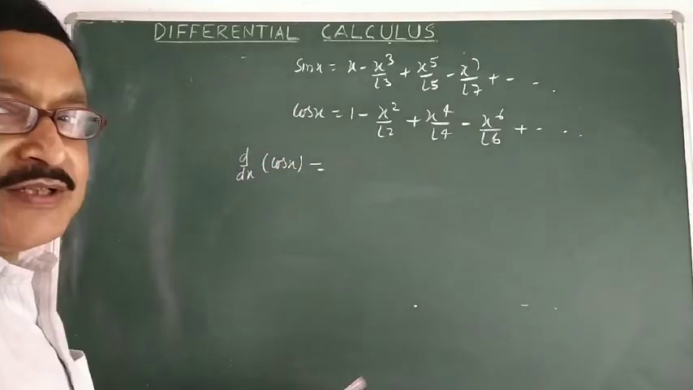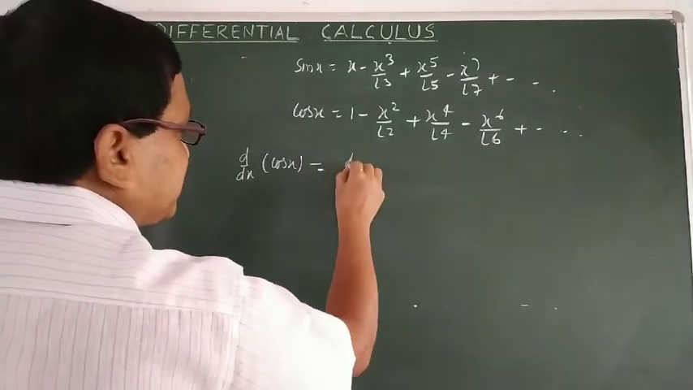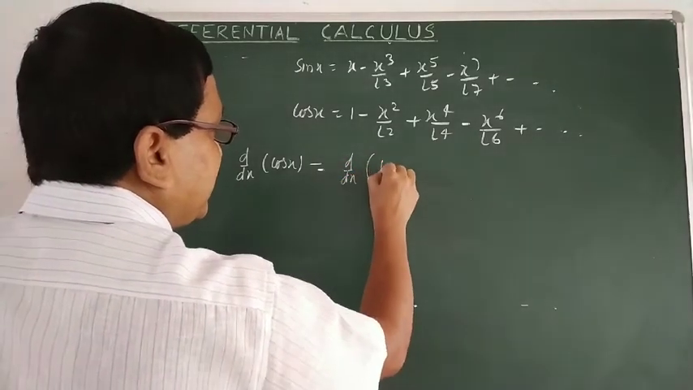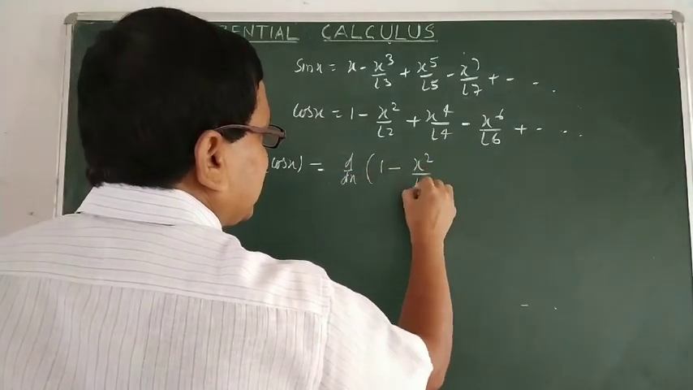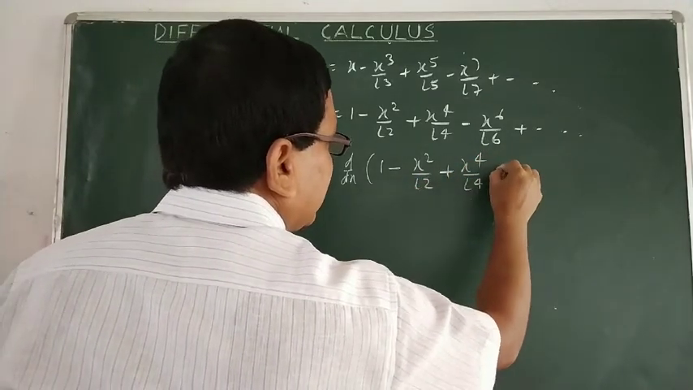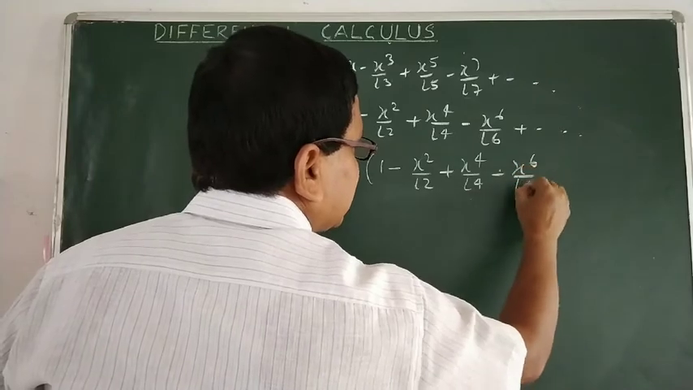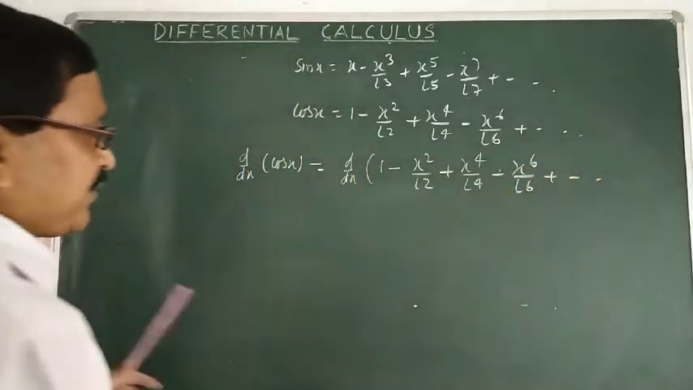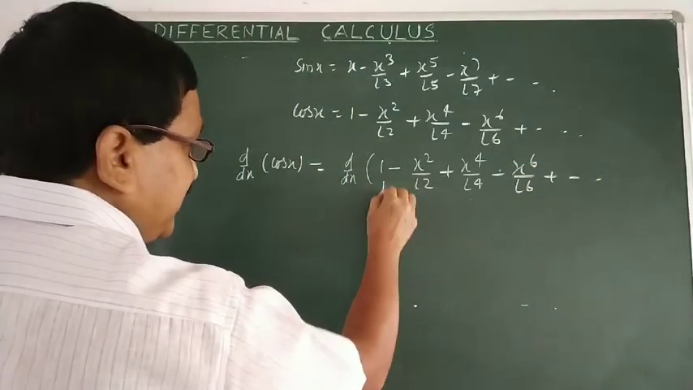Cos x का डिफरेंशिएशन हम लोग निकालने जा रहे हैं. So this is d by dx of 1 minus x square by factorial 2. Write the value of cos x: x4 by factorial 4 minus x6 by factorial 6 plus and so on. Now differentiate this. d by dx of 1.